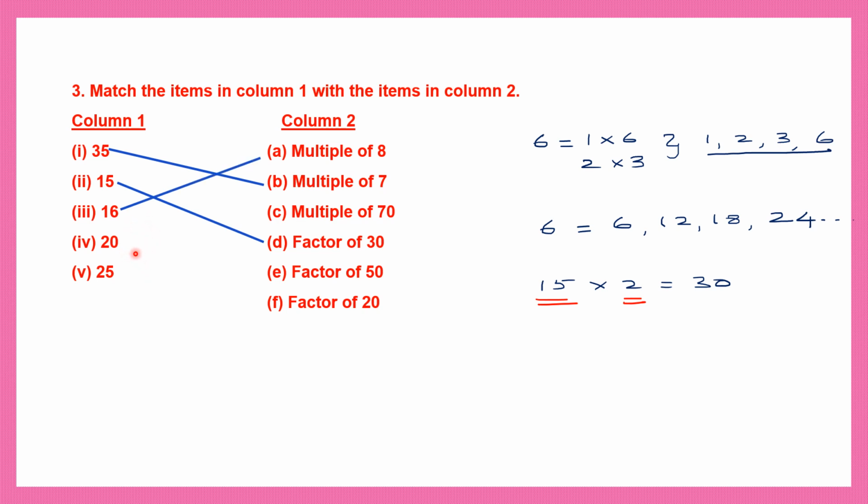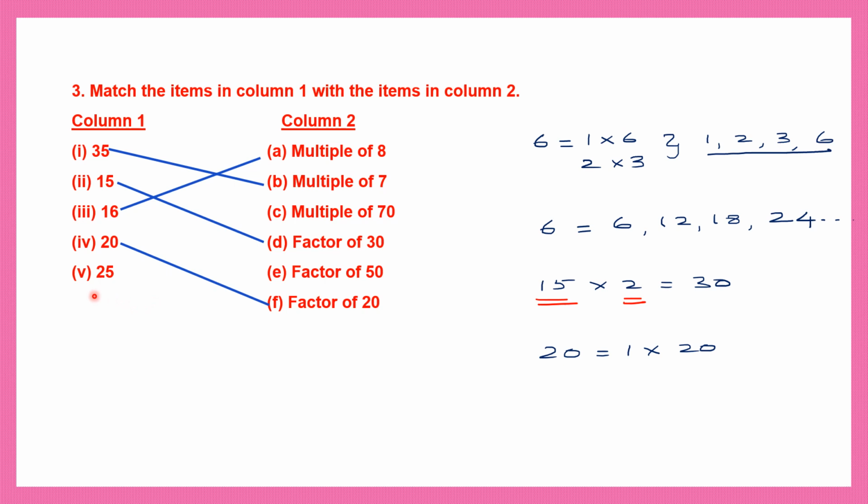Then we have 20. So what is left? We'll check that. So C is left. 20, is it a multiple of 70? No. If it's a multiple, it should be greater than 70. Then here factor of 50. Now 50, the factors are numbers that multiply to give you 50. Can I multiply 20 with any number to give me 50? No, I cannot. So the only thing left is factor of 20. Is 20 a factor of 20? Now let's write down the factors of 20, we will know. So what all multiply to give you 20? 1 into 20 is 20. So can you see it's already there? So 20 is a factor of 20 as you can see. So that is the answer, option F.